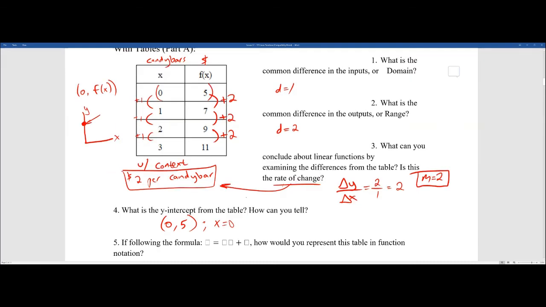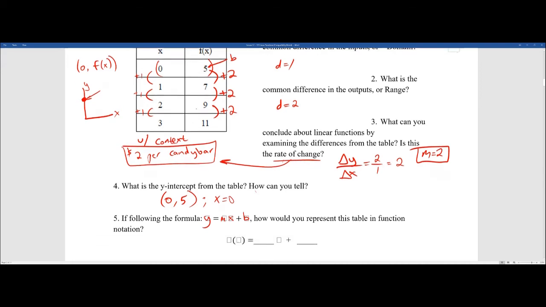All right, number 5. If you're following the formula y equals mx plus b, how would you represent this table in function notation? Well, let's see. Our initial value, our y-intercept, was 5, and we called that originally our b. And our rate of change was 2. Our slope was 2. So just like last year, y equals mx plus b, except now we're doing f of x for function notation, equals, what was my m? 2. We're dealing with x still, plus what was our initial value? 5. So that's how you would represent this function in function notation.